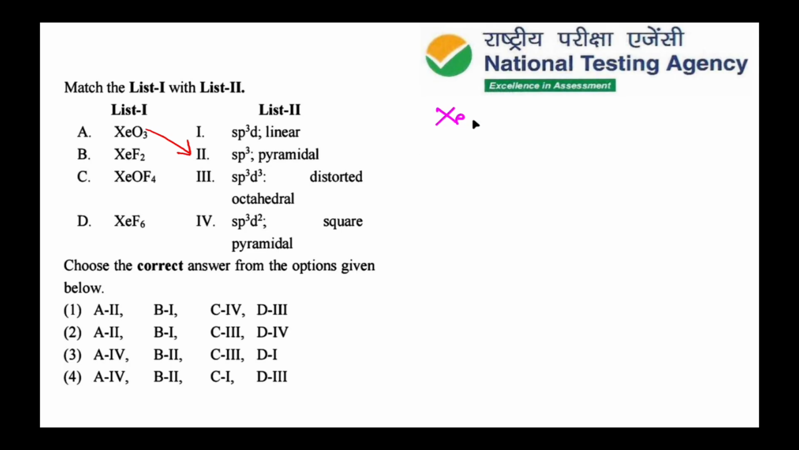Then come to XeF2. Here also xenon is the central atom. The valence electrons are 8. It is bonded with 2 fluorine atoms. Each fluorine also contributes 1 electron for bond formation.